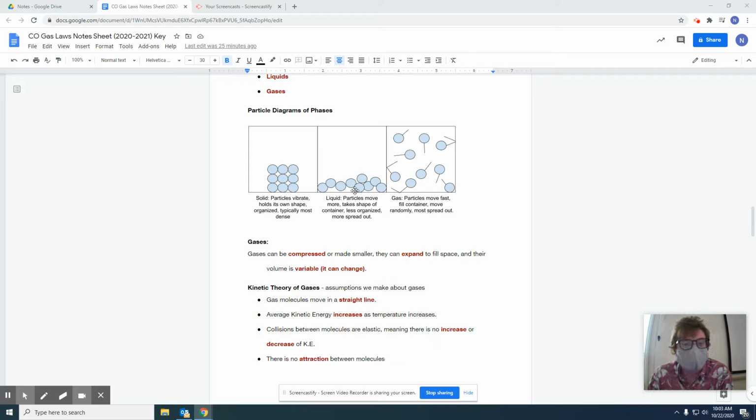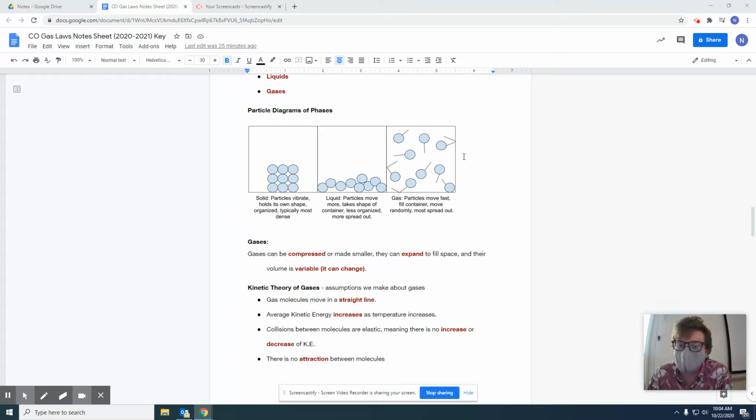If we look over at our liquid, the particles are a little bit more spread out because the particles are going to be moving more. They take the shape of the container, so they're not going to hold their own shape. If we pour a liquid into a cup, the liquid is going to take the shape of that cup. Our particles are a little bit less organized because they're moving around now. Particles in a liquid might oscillate back and forth a little bit like my mouse is doing right now, but they're going to be less organized and a little bit more spread out.